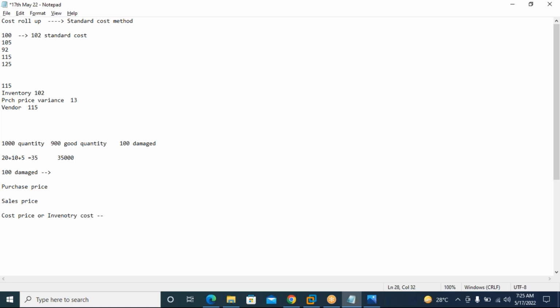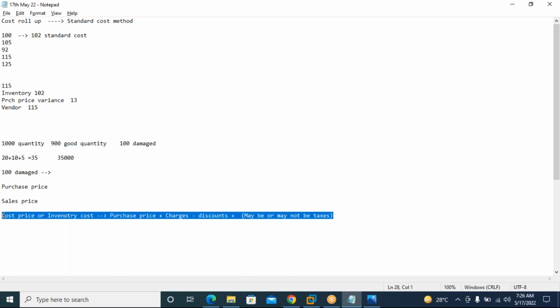What is this? Anyone has any idea? This is most important. This is the purchase price plus incidental expenses like freight, insurance, and minus discounts. Purchase price plus charges minus discounts. In some places, maybe or maybe not, taxes. In India, it will not be included. In USA, it will be included. Okay, so this is cost price.